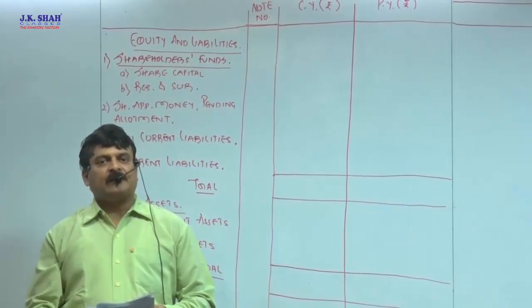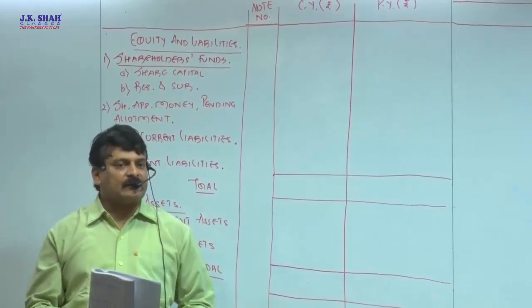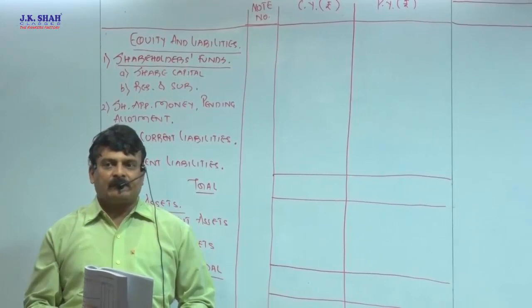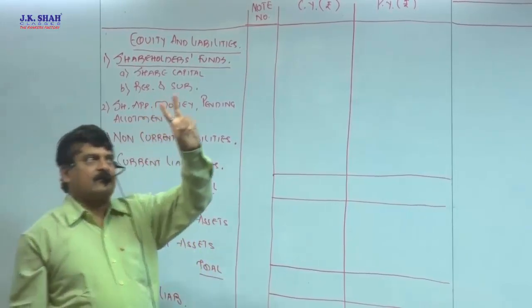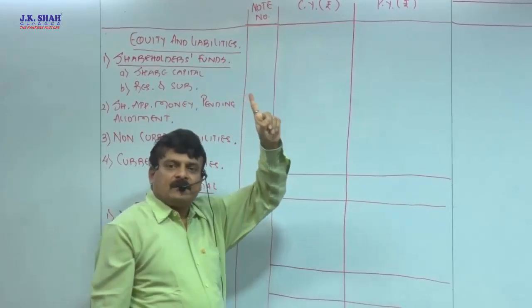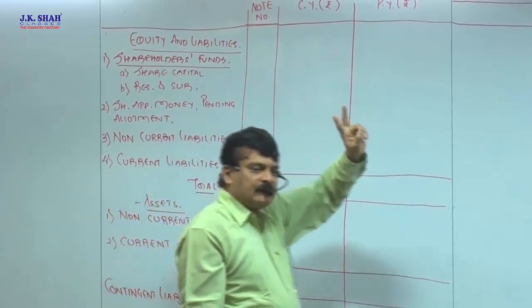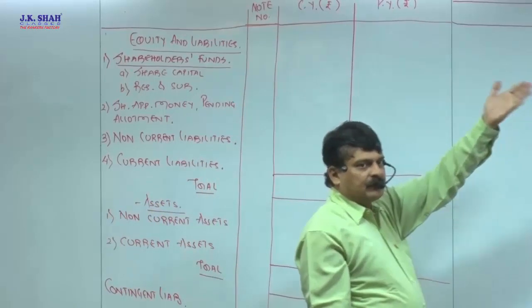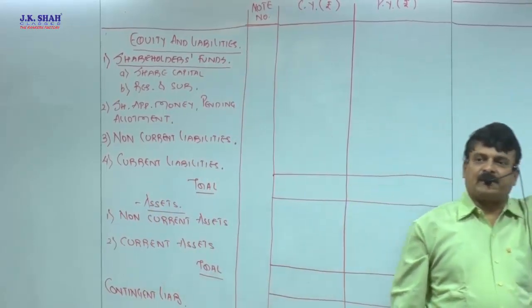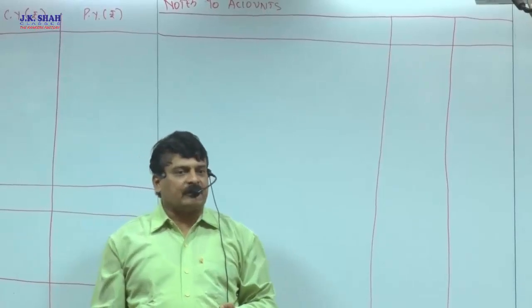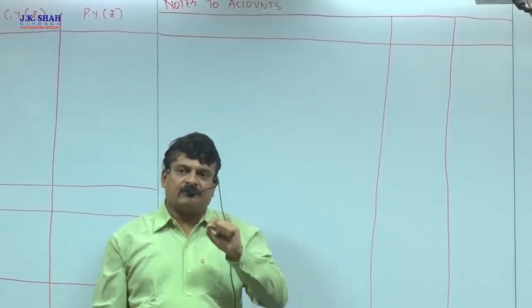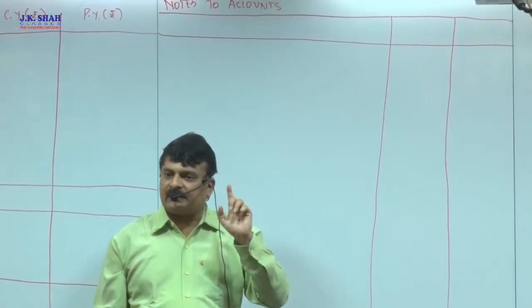The biggest liability for a company is share capital. Share capital, needless to mention, shares are of two types, equity and preference. Those shares issued by our company will come under the head share capital. The issued capital is going to come in that.